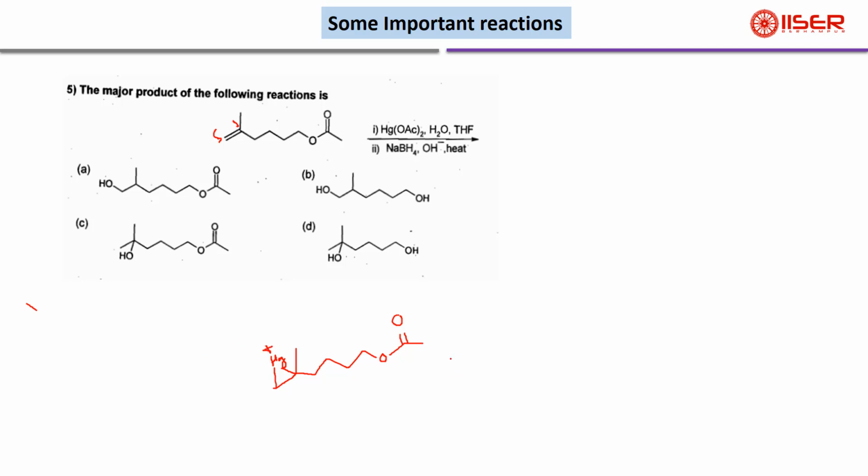Now after that, as this reaction is taking place in water, water will act as an internal nucleophile, and this will approach the more stable carbon. If this opens up from this side, the generated carbocation will be 3 degree. But if it opens from this side, the generated carbocation will be 1 degree. So obviously 3 degree carbocation is more stable than 1 degree. So that's why the nucleophile will attack here and it will open up.